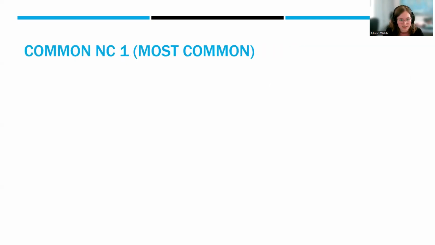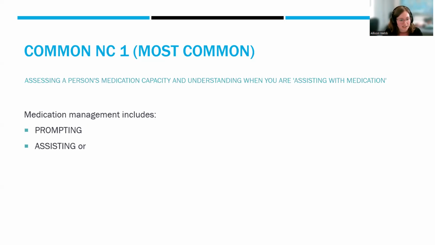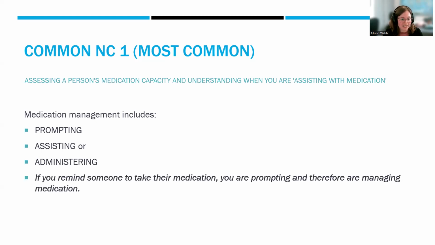So we'll start off with our most common non-conformity, and the one that when we do internal auditing, we see as a very, very common problem: assessing a person's medication capacity and understanding when you're actually assisting with medication or doing medication management. Medication management includes 3 things. It includes prompting, assisting, or administering. The very important one that everyone seems to forget is that if you remind someone regularly, or even remind them at all to take their medication, you are prompting and therefore you are doing medication management.